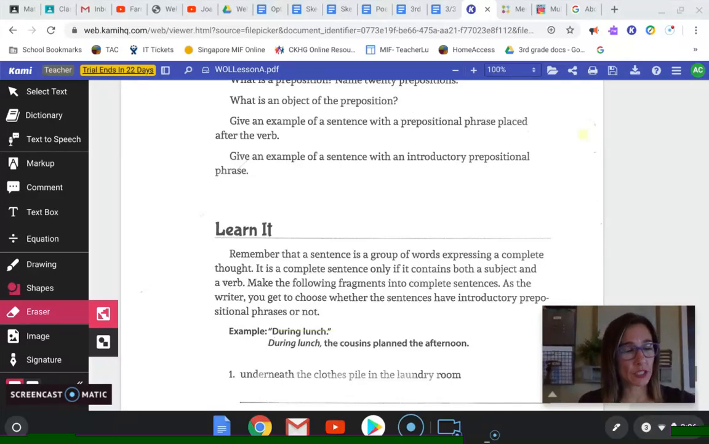Today we are going to do Chapter 4, Lesson A in our Well-Ordered Language book. Before we begin the lesson, I'd like for you to turn to page 92 and sing along with me. First song that we are going to sing is the preposition song.